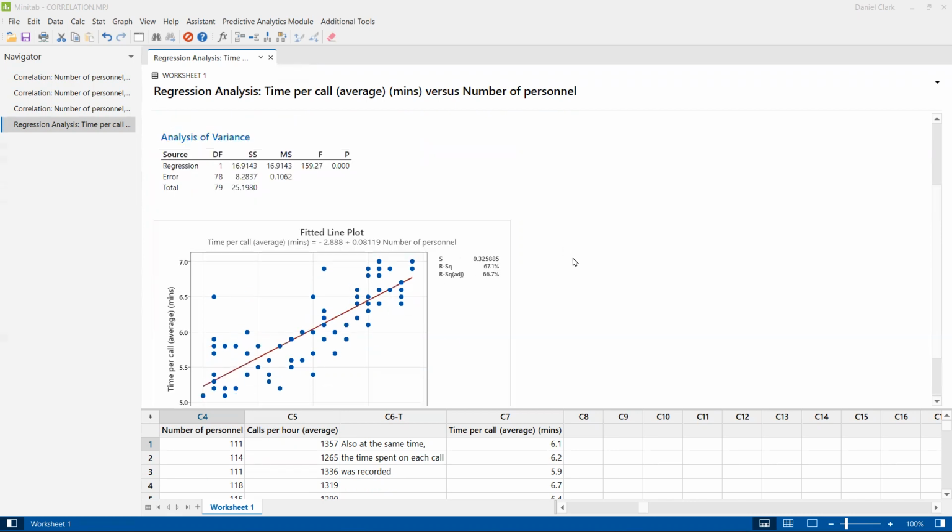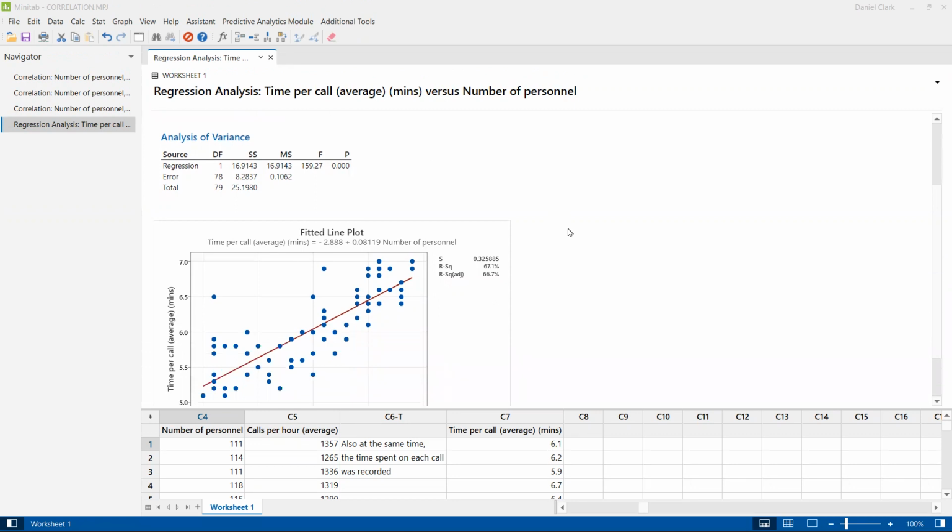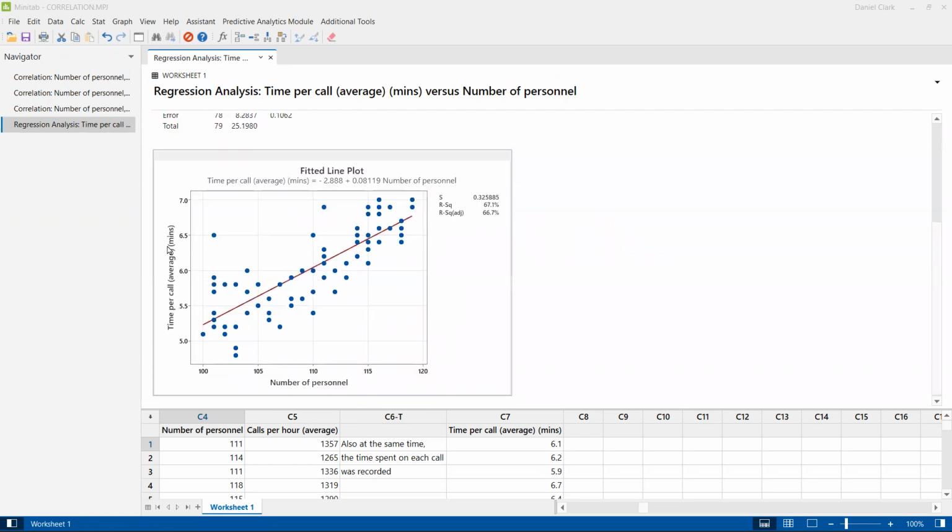But what's our p-value? Well, it's still 0.00. You get the same p-value from the regression analysis as you get from the correlation analysis, right? So here's your p-value. It's statistically significant. Is this a practically meaningful result? Well, the R squared here is 66%. We use the R squared adjusted, 66.7%. What that tells us is that 66.7% of the variation in the time per call is attributable to the number of personnel.